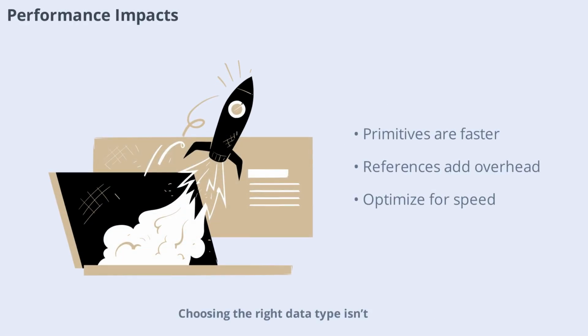Choosing the right data type isn't just about memory, it also affects performance. Primitives are faster because they're stored directly in the stack, while reference types involve extra steps to access data in the heap. For performance-critical code, always prefer primitives when possible. This can make a noticeable difference in speed, especially in loops or large-scale applications.